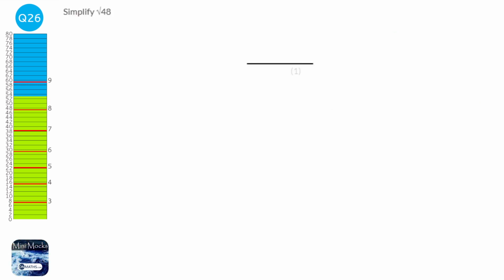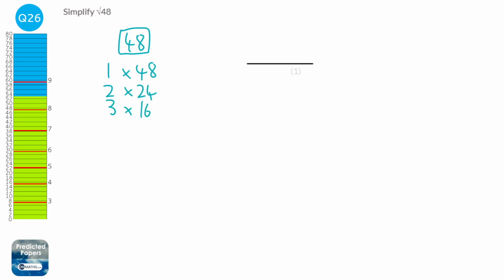When asked to simplify a surd, and this actually isn't a surd until we've simplified it, it means to get rid of, or to get the square root as small as possible. And the way we do that is we write down the factors of the 48 first. So we've got 1 times 48, we've got 2 times 24, 3 times 16, 4 times 12, and we've got 6 times 8.